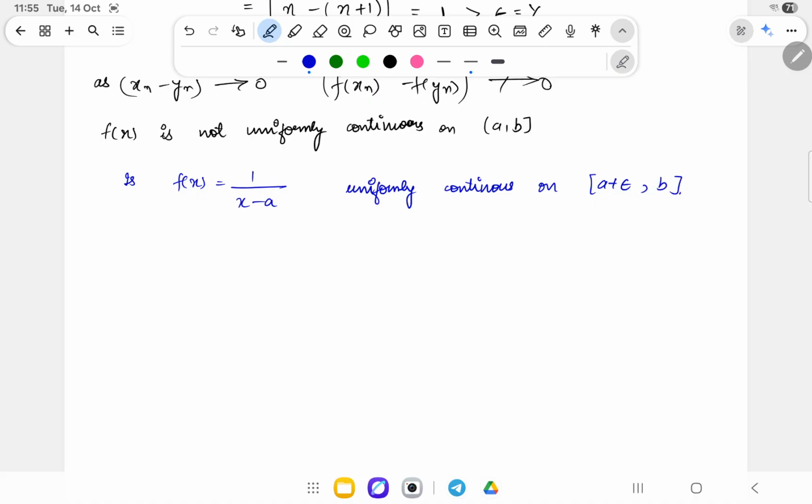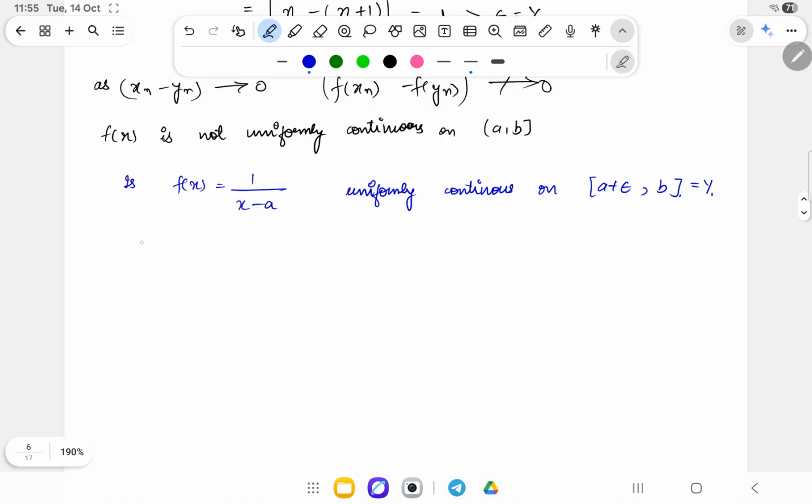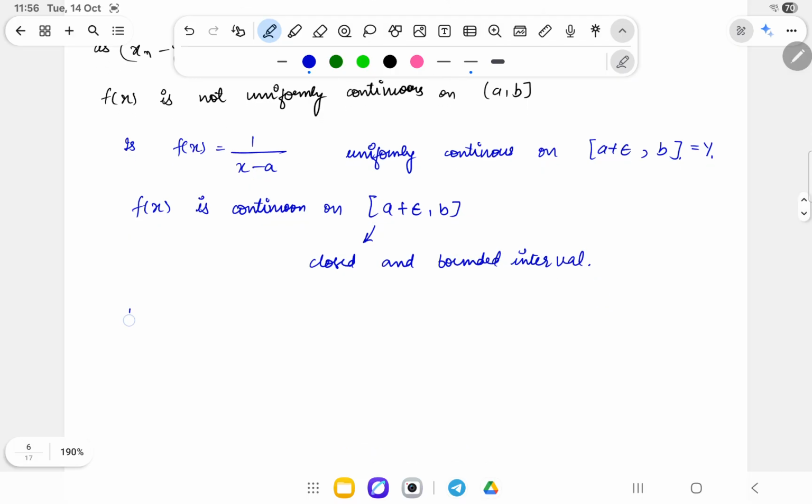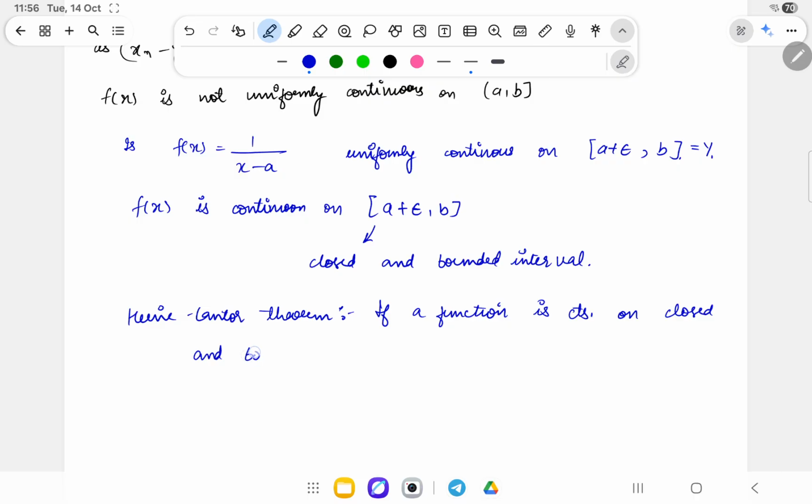Now if you observe this interval, let's name it as capital Y, the function f(x) is continuous on the closed interval [a plus epsilon, b], because the only point of discontinuity this function has is x equals a, and that point is not included in the set Y. So we can say that the function is continuous on the interval Y, and this interval Y is basically a closed and bounded interval, and we have a theorem, the Heine-Cantor theorem, which states that if a function is continuous on a closed and bounded interval, then it's uniformly continuous on that interval.